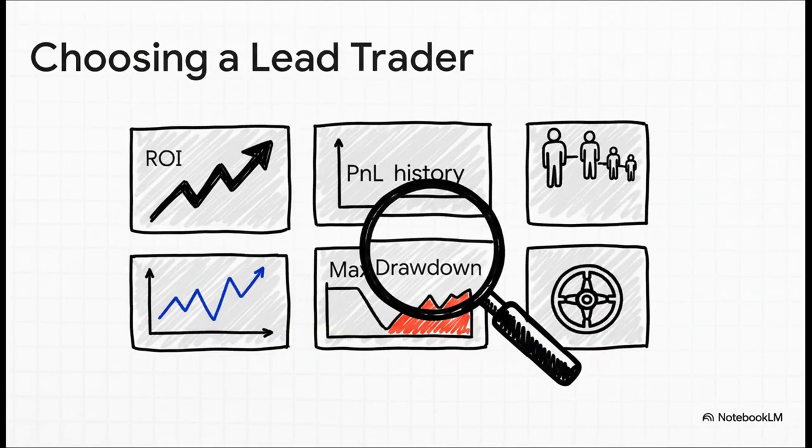Now listen up, because this part is probably the most important thing we'll talk about. It is so easy to just see a huge ROI and get stars in your eyes. Don't do that. Dig deeper. Look at their profit and loss history for consistency. And please, please, please look at the max drawdown. This number is huge. If it says 50%, that means at some point their portfolio is down by half. That tells you everything about the kind of risk they take and the kind of losses you might have to stomach.